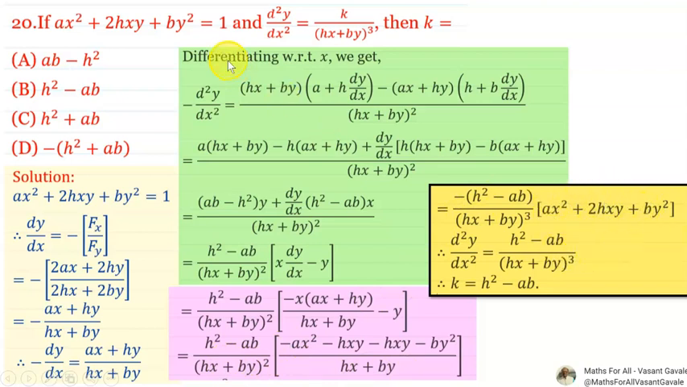But what is the value of this? This is the 1. We will substitute the value there. Then you will get here d2y by dx square is equal to h square minus ab upon hx plus by bracket cube. And hence, comparing, the value of k is h square minus ab. It is a big example, I need to practice a little. Okay, next example: which option is correct here? Option B is correct.